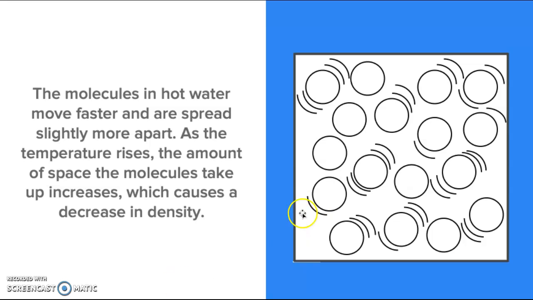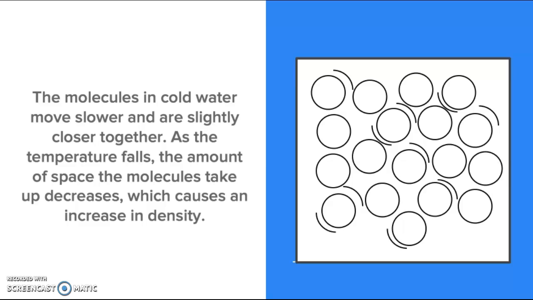As they take up more space, the space between the molecules increases, thus decreasing the density of that object. Molecules in cold water, we slow down those molecules so they're not moving as fast. As they move slower, they attach more to the other molecules, and there's less space between the molecules. So now we have a lot more stuff in a smaller amount of space. So now we've increased the density of that object.